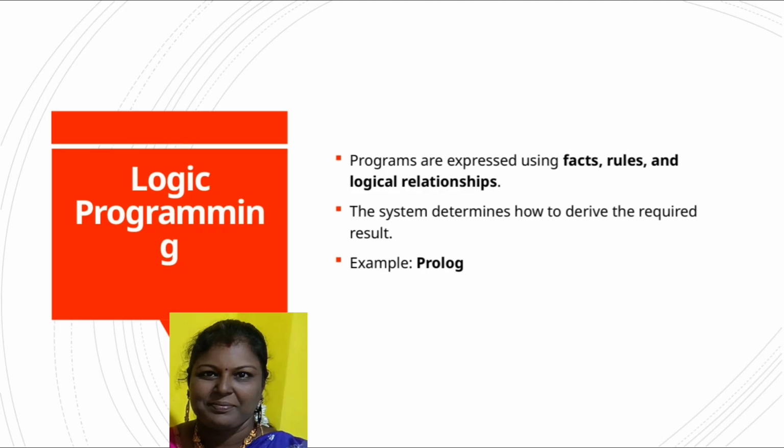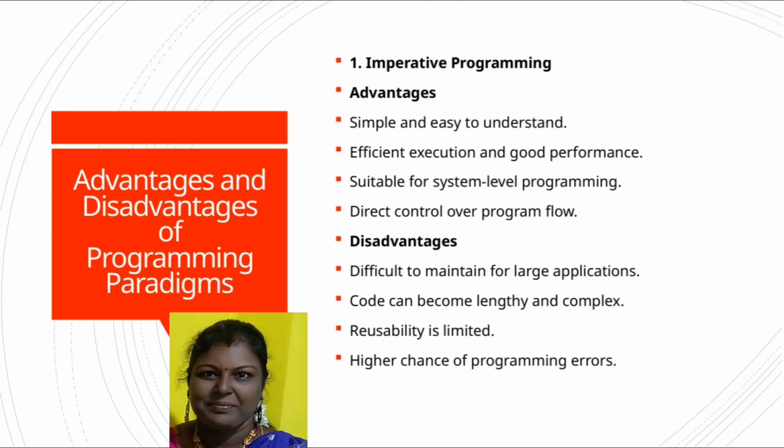Let's take a closer look at imperative programming, one of the foundational paradigms in software development. It's straightforward and easy to grasp, making it great for getting things done quickly. It offers efficient execution and strong performance, especially when working close to the system level. You get direct control over how your program flows. But there's a trade-off. As projects grow, the code can become long and complex, making maintenance tough. Reusing code is limited, and the risk of errors tends to rise. It's a balance of power and complexity.